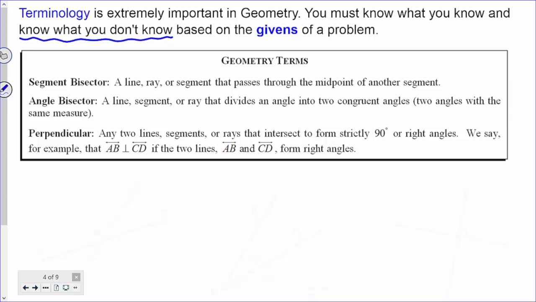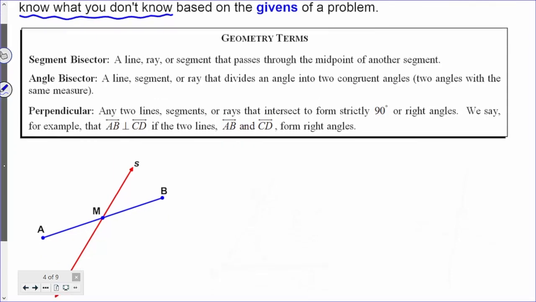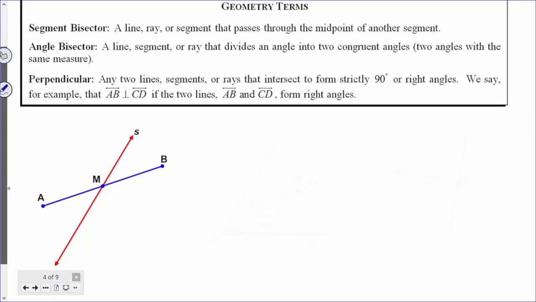Geometry terms. First, segment bisector. A line, ray, or segment that passes through the midpoint of another segment. Let me just bring up the screen a little bit here so you can see it. So in this diagram, line S is the segment bisector of segment AB, right? Because it passes through the midpoint.